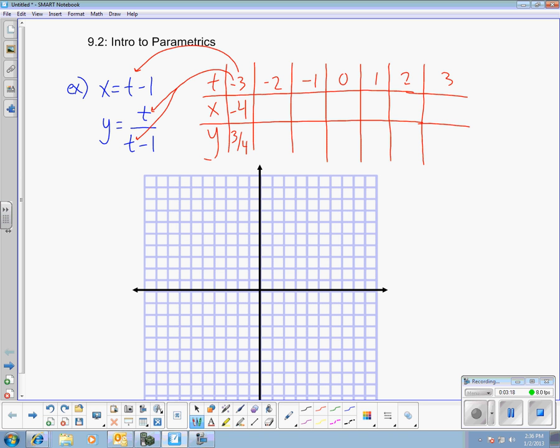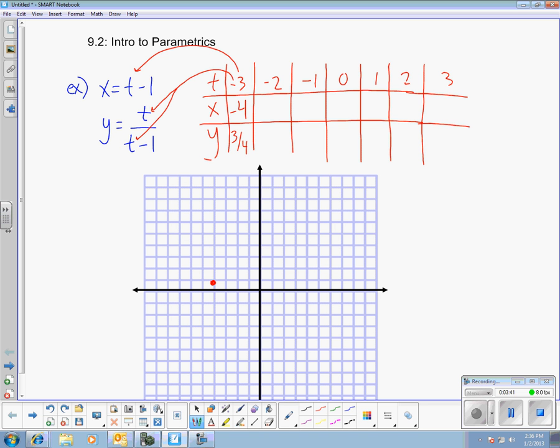All right? So you still graph the x and y just like normal. It's just that we specified this is at a t value of negative 3. So negative 4, 3/4 is the first spot on my graph. It's about right there. Once you've determined the xy points, it's graphing just like you've always graphed.